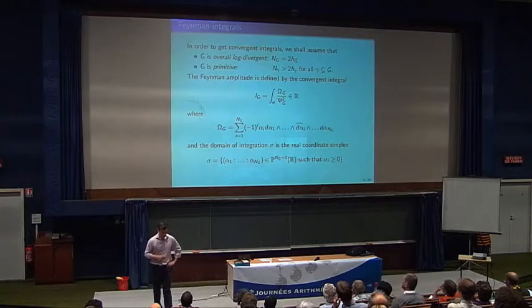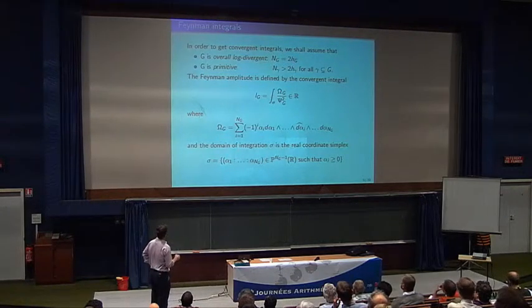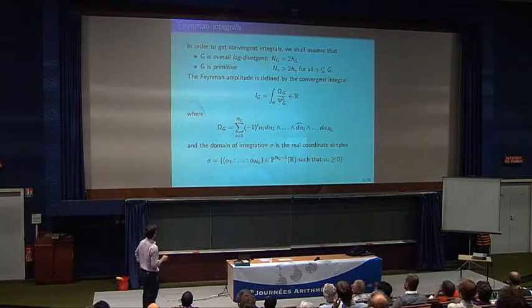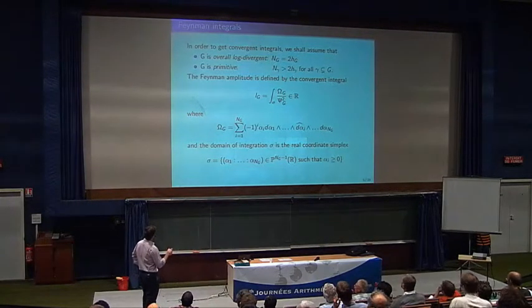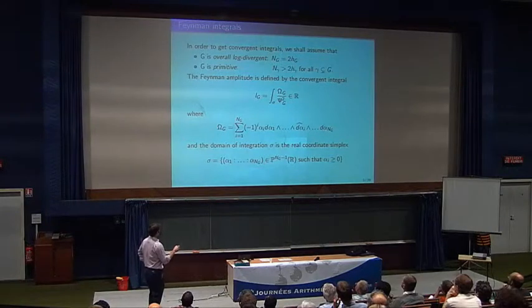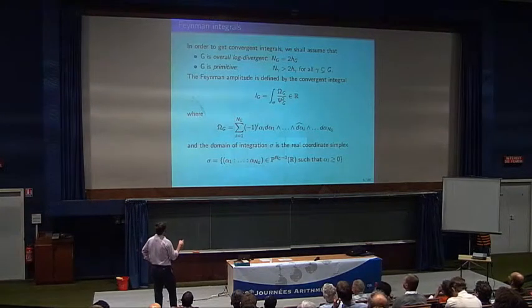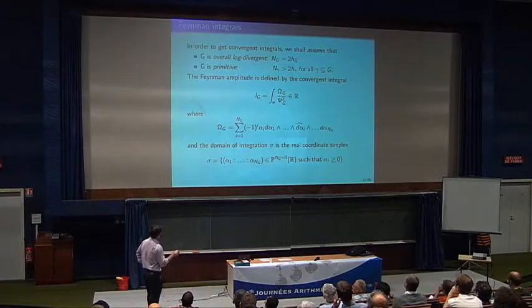Okay, now to write down some integrals, we need to make some conditions on the graph to ensure that we actually get convergent integrals. The first condition comes from physics, and it says that G is what's called overall log divergent if the number of edges is equal to twice the number of loops. The second definition is that G is called primitive if for every strict subgraph the number of edges is strictly greater than twice the number of loops.